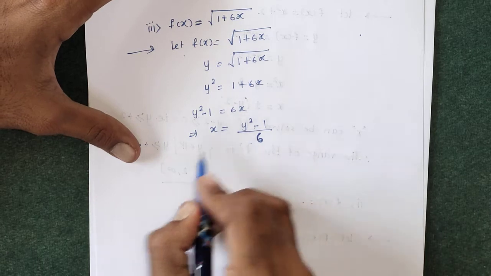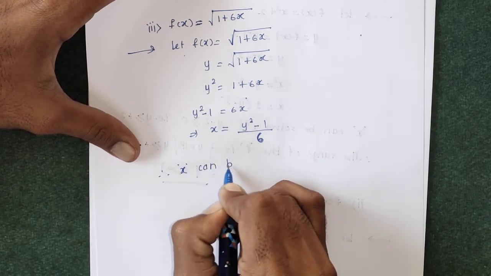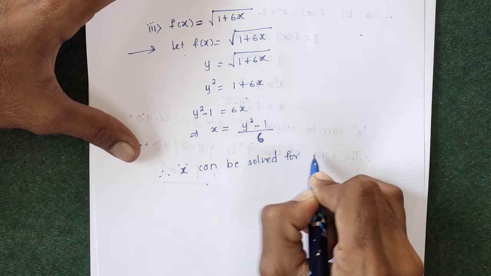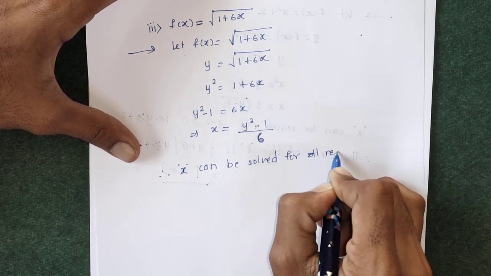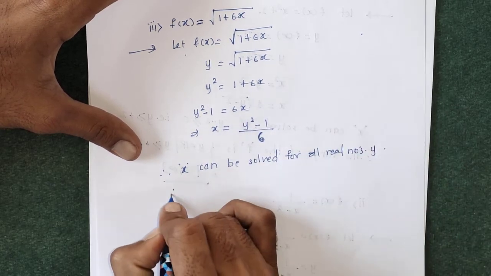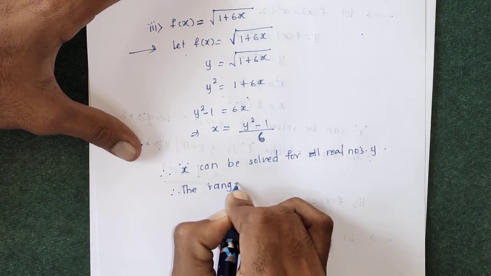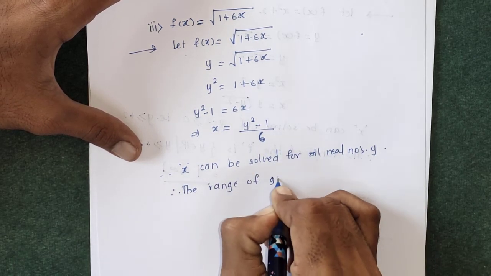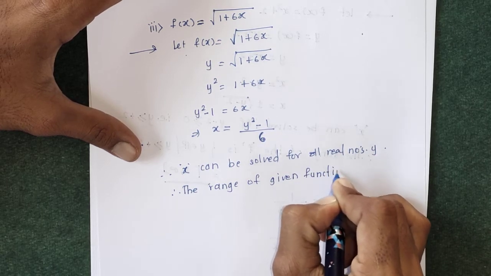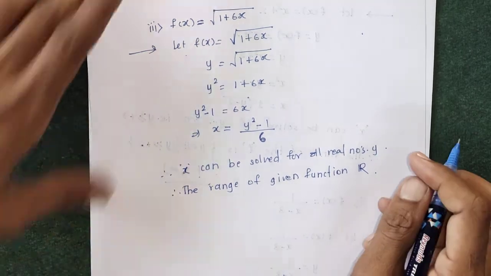So this x can be solved for all real numbers y. Therefore, the range of the given function is the whole real line R, that is, all real numbers.